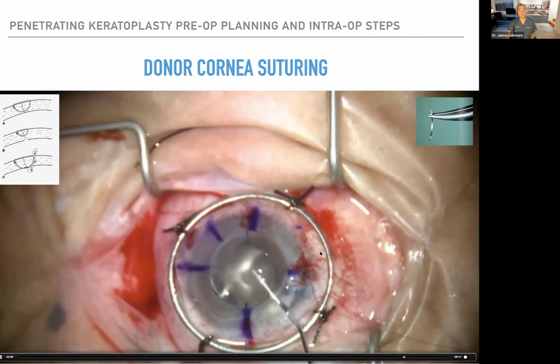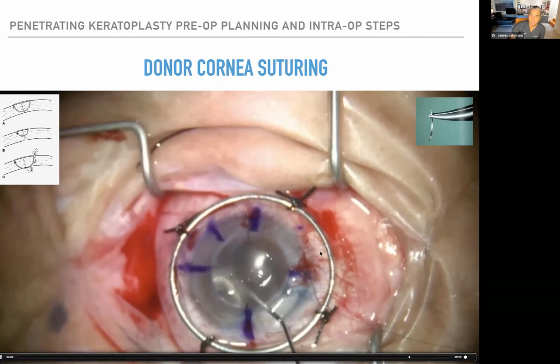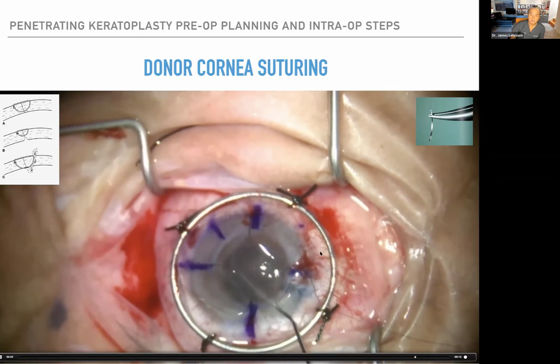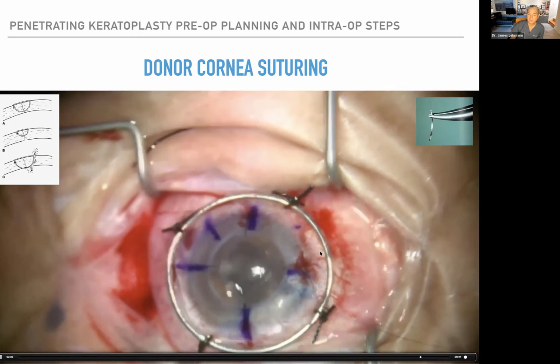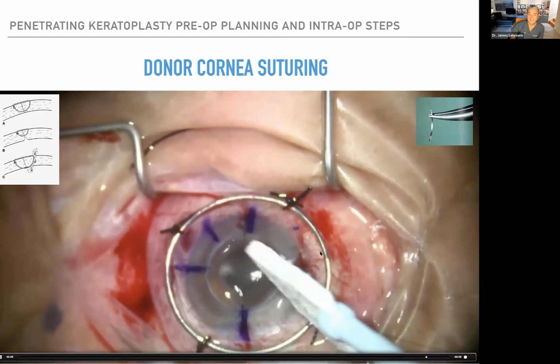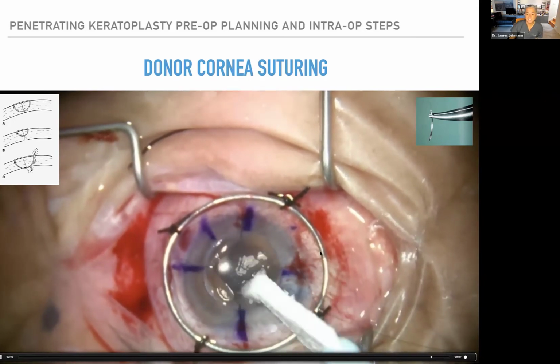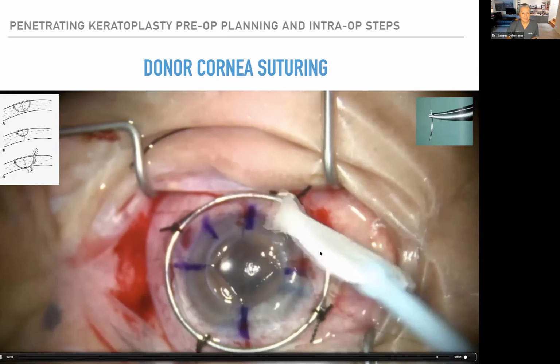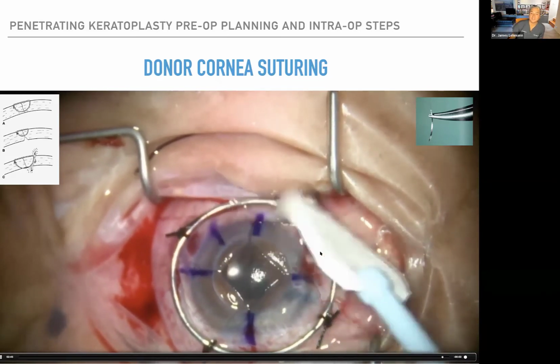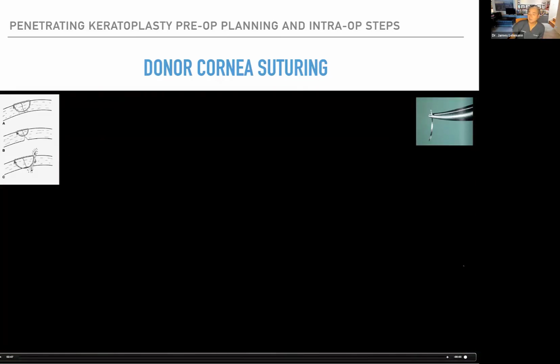Now you can breathe because the graft is on, everything's good. And then the AC is filled with viscoelastic. And then I wash some of the viscoelastic off the anterior chamber, and then I dry it. And then you want to see that diamond. That diamond shape is very helpful to know that you got the sutures in. It could be better, honestly. That one wasn't the most beautiful diamond.